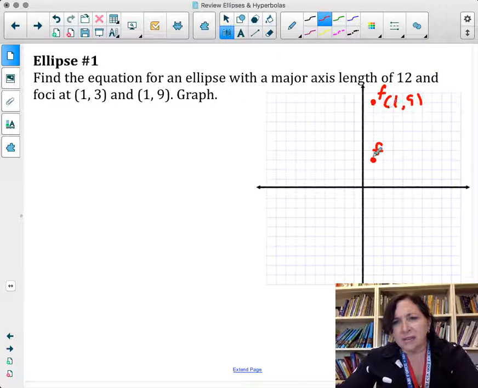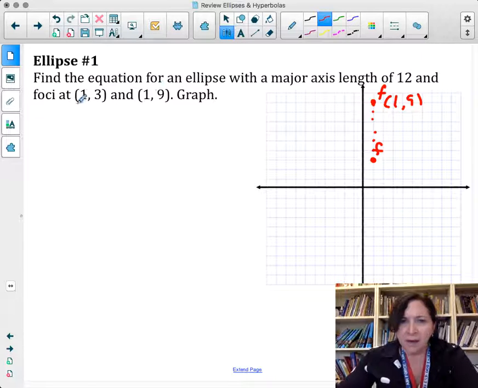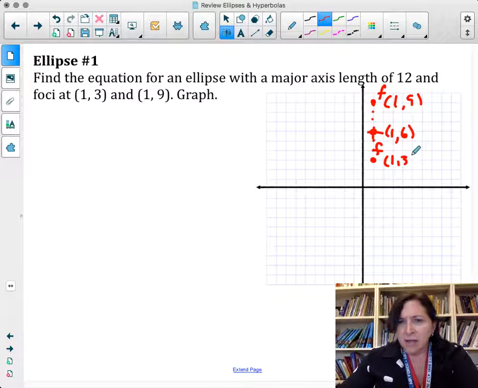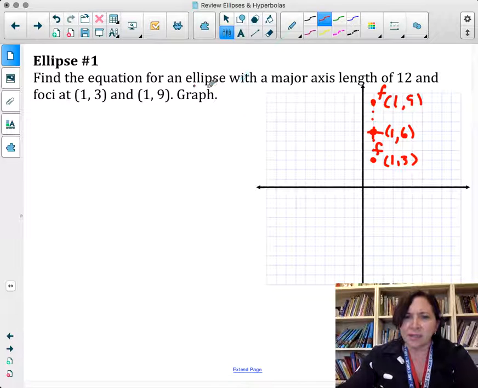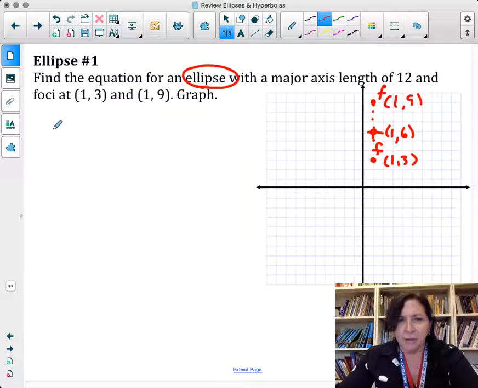What I see is the distance between the focal points is 9 minus 3, which is 6. That means if I cut that in half, I would have a center point right here, at (1, 6), counting 3, 4, 5, 6. This point here is (1, 3). So if this is an ellipse, I know a couple of things: my center is at (1, 6).